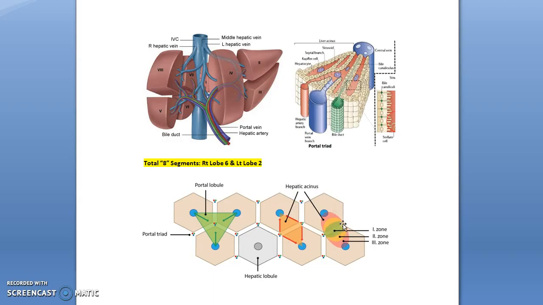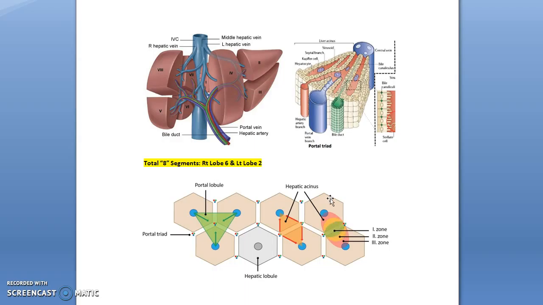Alright, what's the importance of the hepatic acini? That each acinus is categorized into 3 zones. Zone 1, which is closer to the portal triads at the periphery of the lobule, zone 2 in the middle, and zone 3 near the central vein. Remember, zone 1 is the closest one to the hepatic artery branches, so it has rich oxygen content.